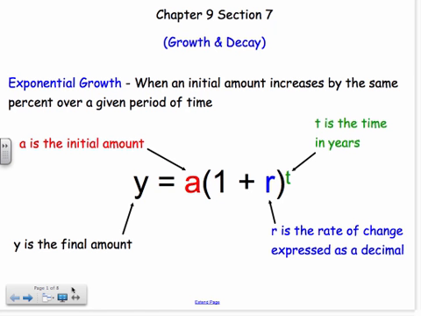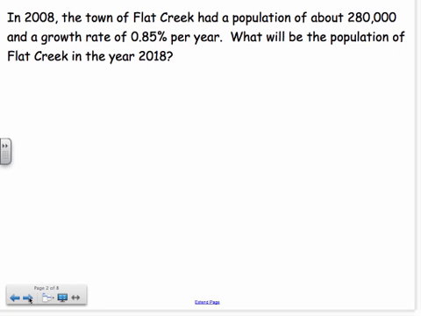Okay, so let's try a problem. It says in 2008, the town of Flat Creek had a population of about 280,000 and a growth rate of 0.85% per year. What will be the population of Flat Creek in the year 2018? So our keyword here is growth. That tells me I can use my exponential growth equation here.